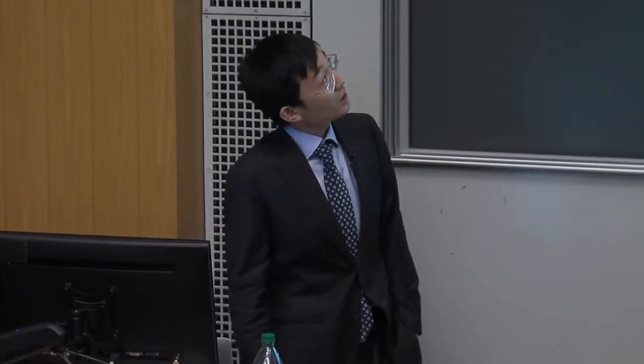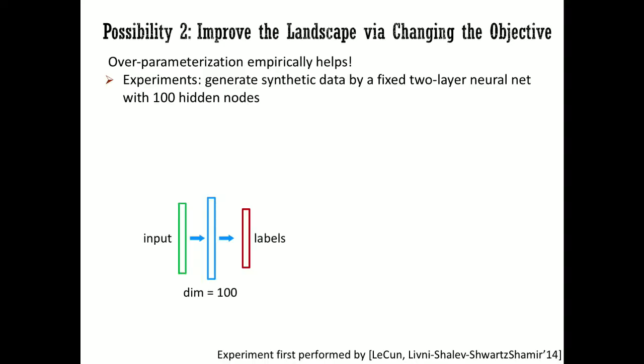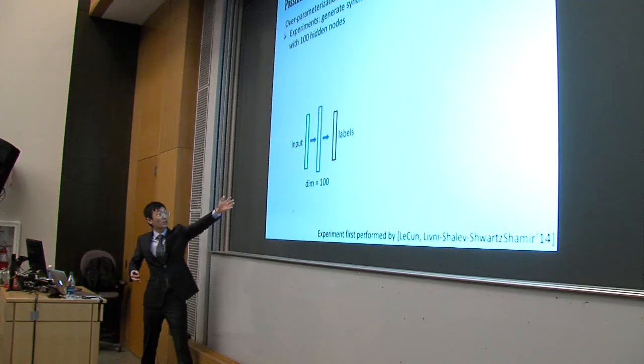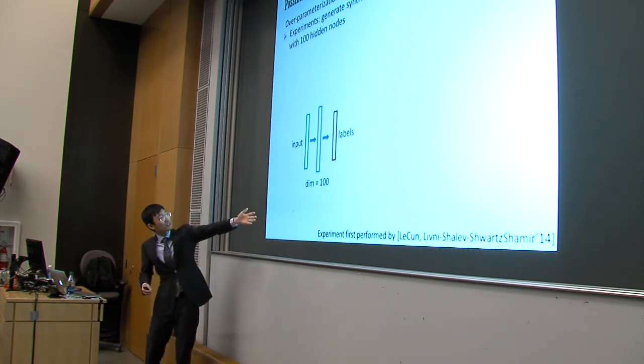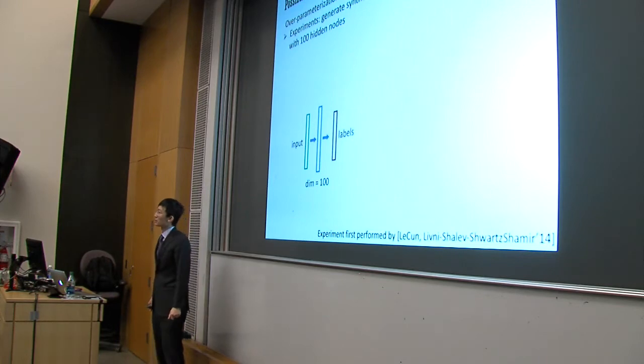So there's another way to change the model and change the objective function, which is over-parameterization. Let me just give you this kind of synthetic experiment that shows you over-parameterization empirically helps. What I'm going to do is generate synthetic examples by a fixed two-layer net with 100 hidden nodes. So we have this network. The input dimension and label dimension don't really matter. What matters is we have 100 hidden units in the middle layer.